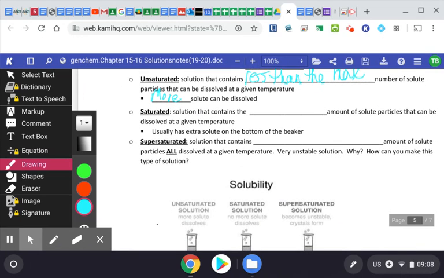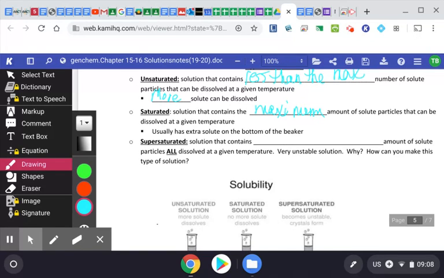A saturated solution is one that contains the maximum amount of solute particles that can be dissolved at a given temperature. Since it's already got the max, if I add more solute to the solution, extra solute is just going to fall to the bottom of the beaker.